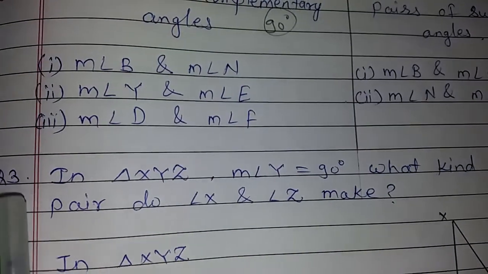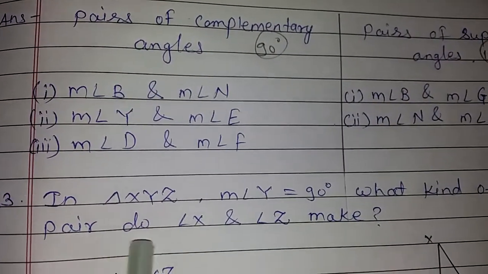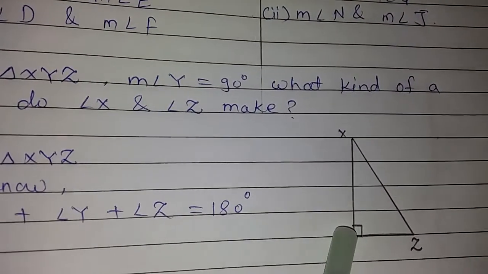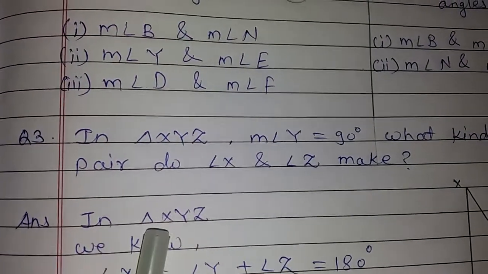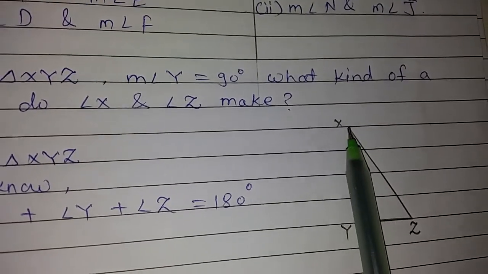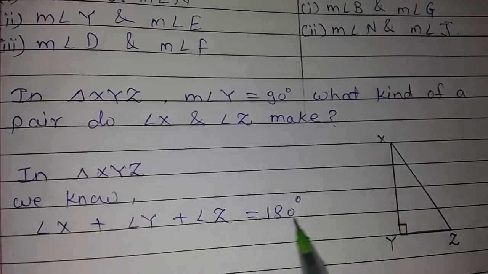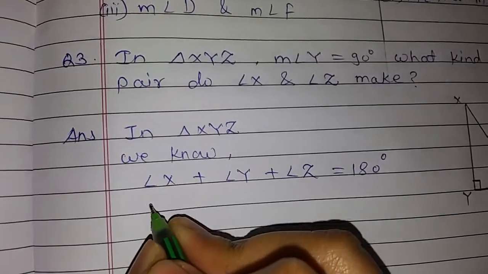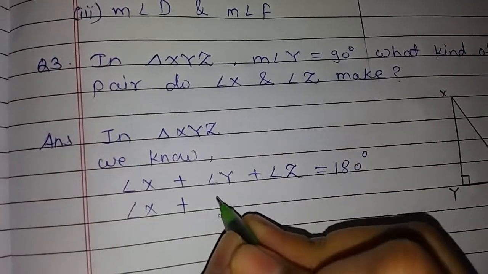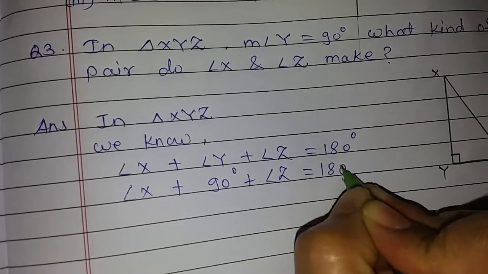Question number 3. In triangle XYZ, angle Y is 90 degree. What kind of a pair do angle X and angle Z make? Now see this is our triangle XYZ, in that Y is a 90 degree angle. In triangle XYZ we know that the addition of angles is 180, means angle X plus angle Y plus angle Z is equal to 180. Angle Y is given 90 degree, plus angle Z is equal to 180 degree.